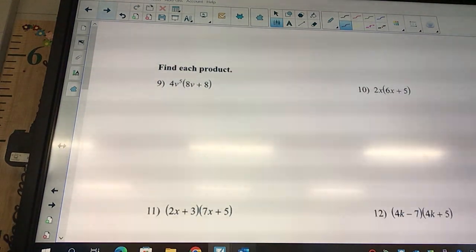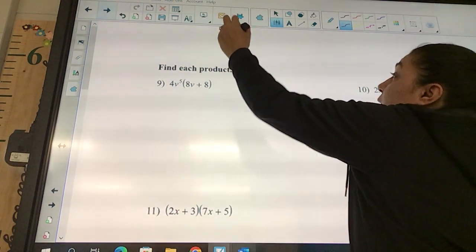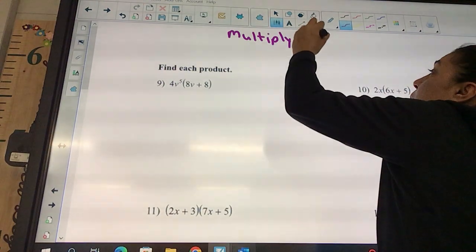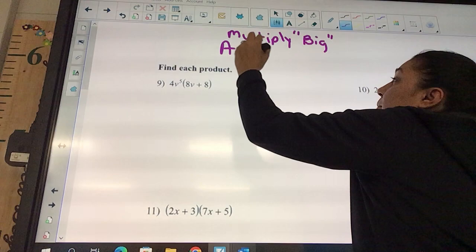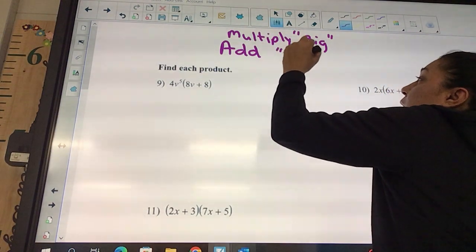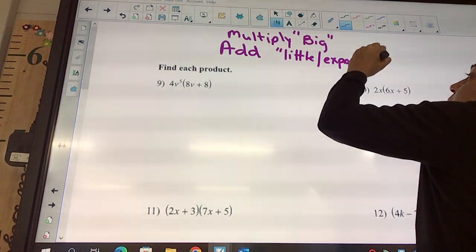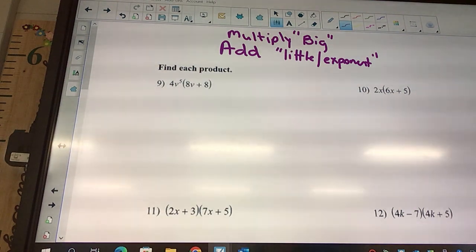Okay, the rest on the back are somewhat the same. Okay, the first two is just going to be distributing, okay? And you're going to multiply the big numbers together. And then we're going to add up the littles, okay, or the exponents. Okay, and that's a general rule for all of them.